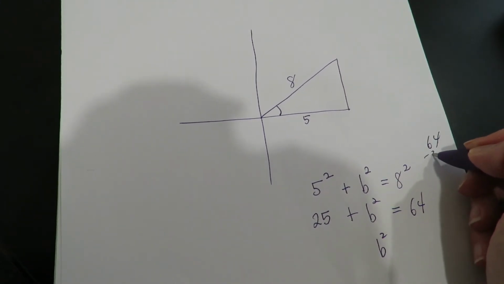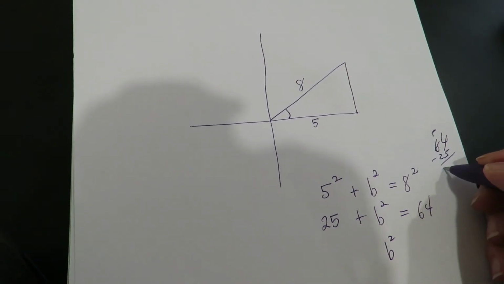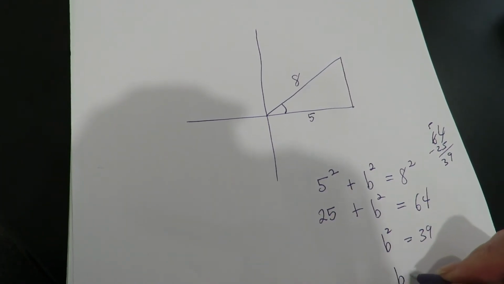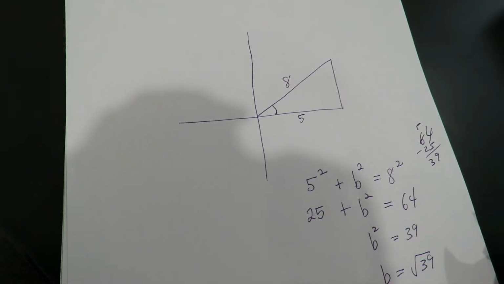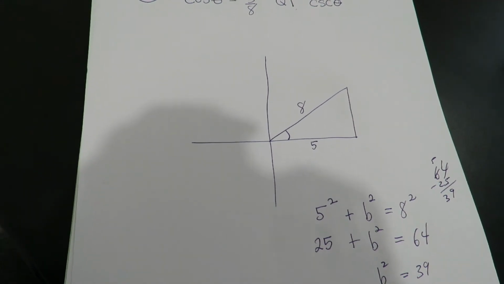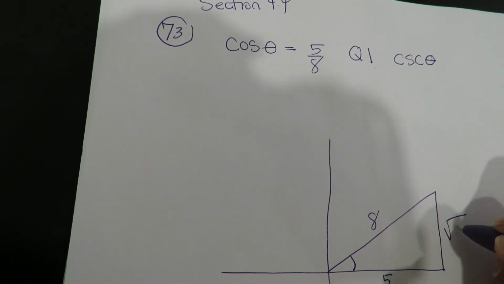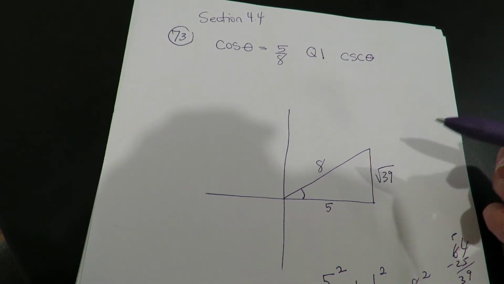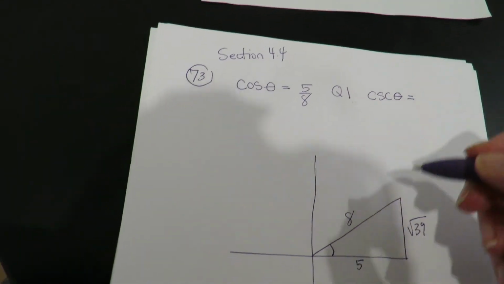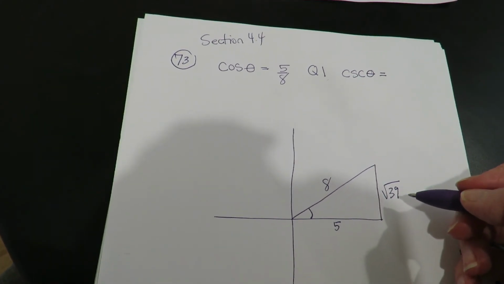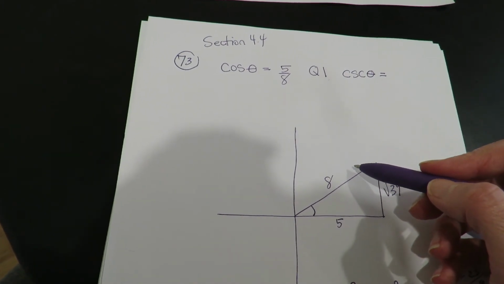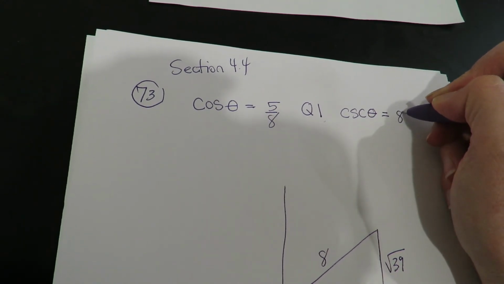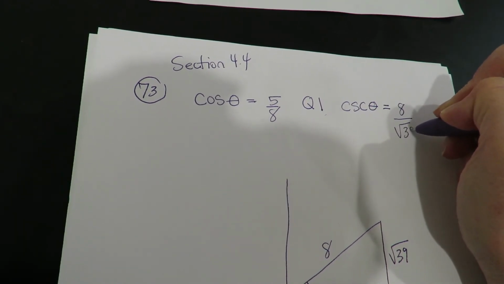You've got to do 64 minus the 25, 39. Alright, so we get the third side of the triangle, and now we want to take the cosecant of this triangle. So the cosecant is the hypotenuse over the opposite. So the hypotenuse here is 8, the opposite is radical 39.